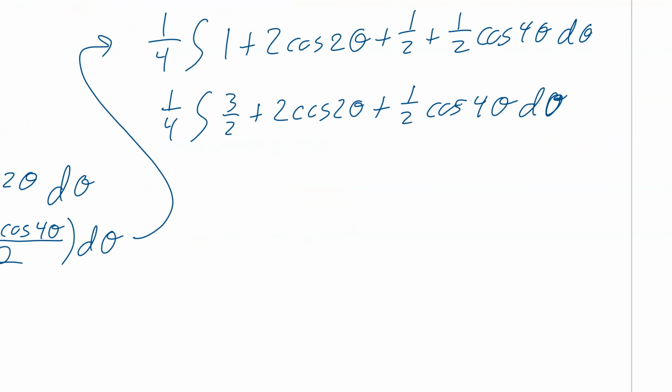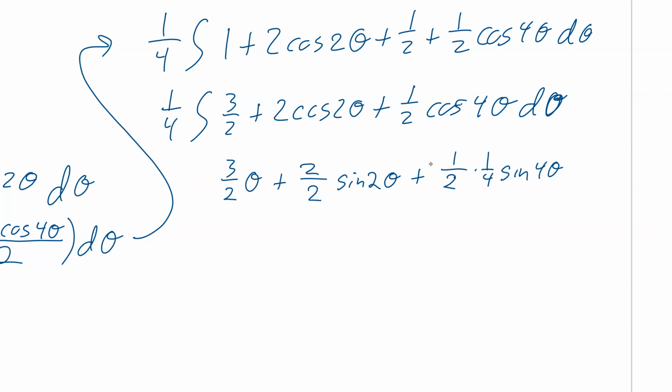Now we can take our integral. So this is 3/2 theta plus 2 over 2 sine 2 theta plus 1/2 times 4. So that's going to be, I'm just going to put 1/4 sine 4 theta plus c. And then everything's going to get a 1/4. So we'll put it like that.